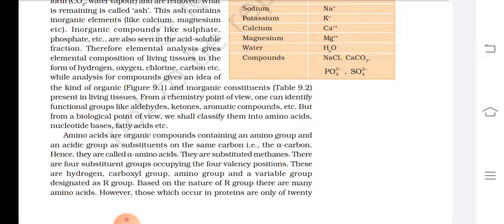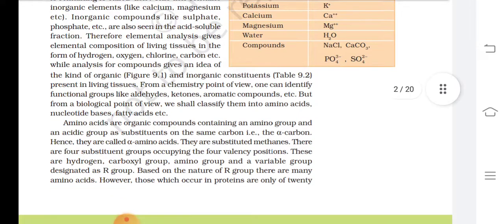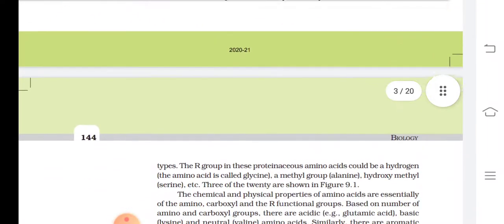They are substituted methanes. There are four substituent groups occupying the four valency positions. These are hydrogen, carboxyl group, amino group, and a variable group designated as R group. Based on the nature of the R group, there are many amino acids. However, those which occur in proteins are only of 20 types.